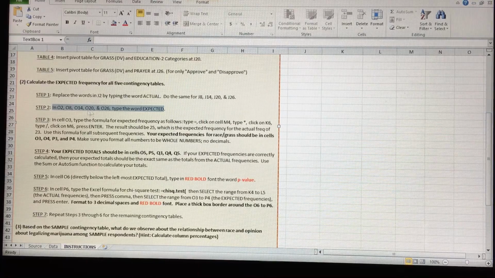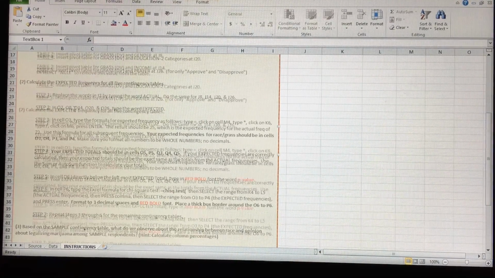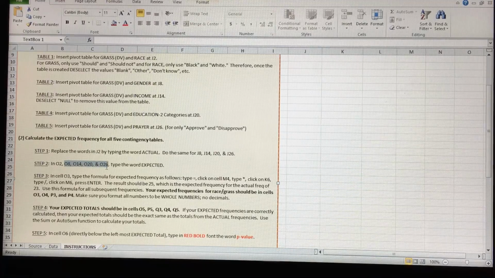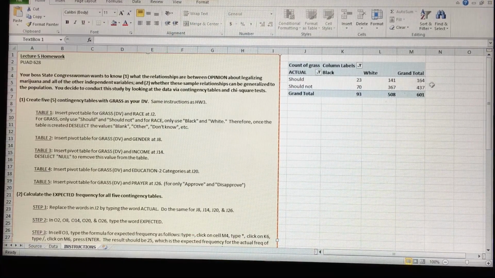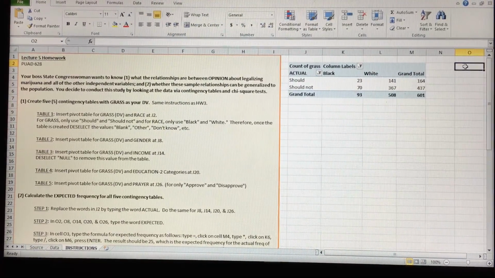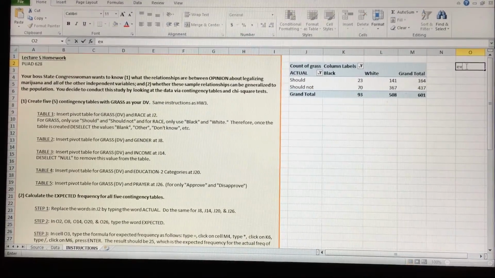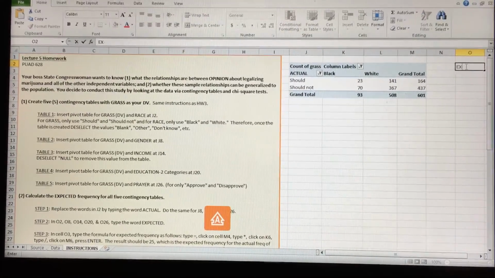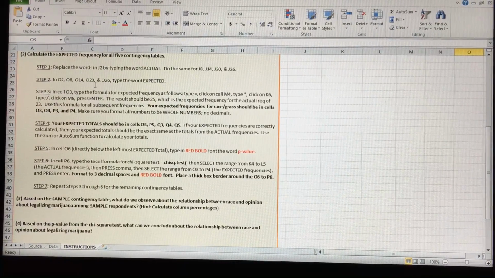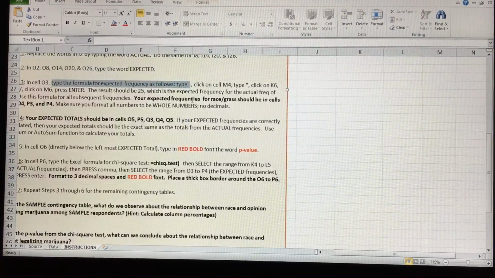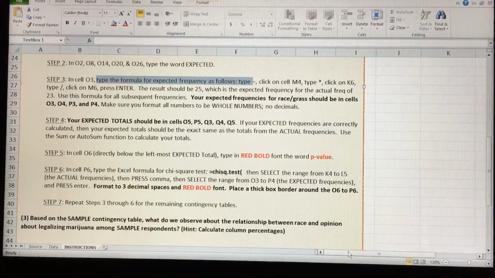All right, next in O2, and then for the others that I'm not going to do, you type the word expected. O2. I'm going to type the word expected. And type the formula for expected frequency as follows. This is in our lecture notes, of course.